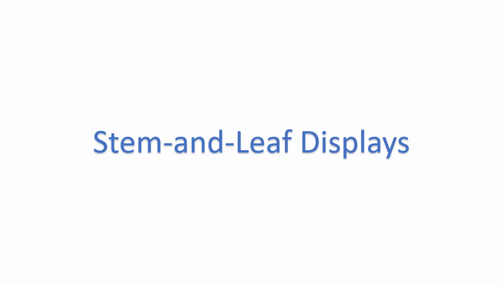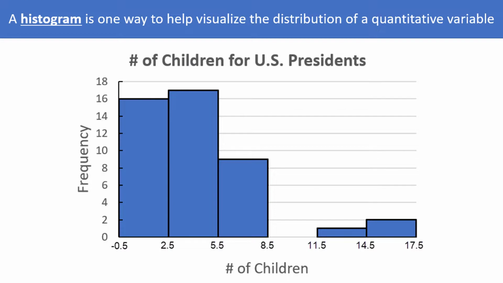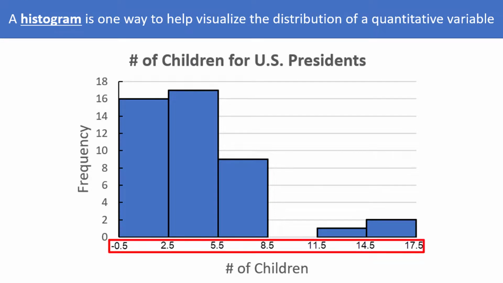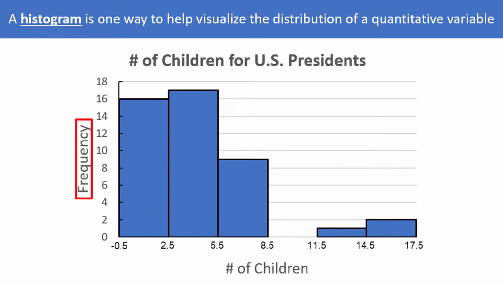Welcome, my friends! In this video, we will discuss one method of displaying quantitative data called the stem and leaf display. You may be familiar with a histogram, which plots classes or groups of a quantitative variable on the horizontal axis with frequency on the vertical axis. Making a histogram is one of the most common ways to visualize the distribution of a dataset, that is, how frequently different values of the variable occur.